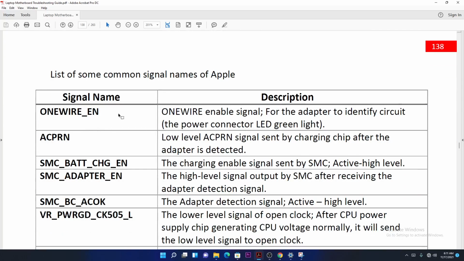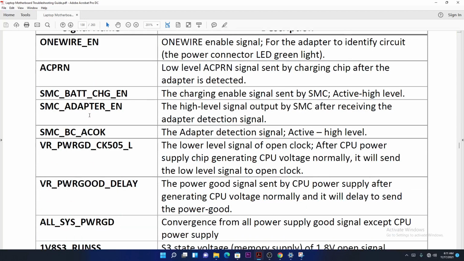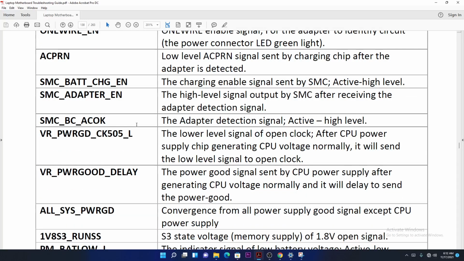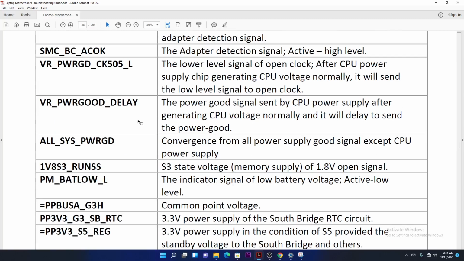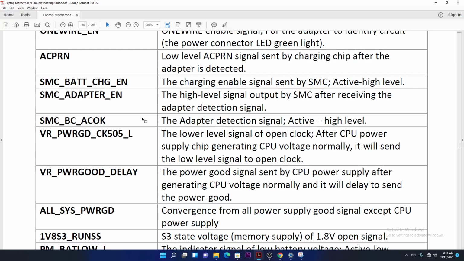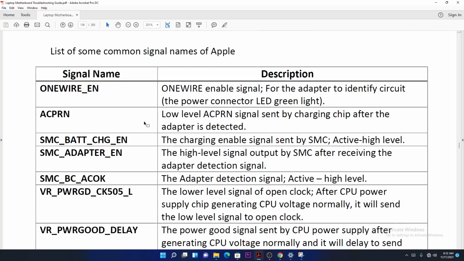Okay, one wire enable. This is for Apple, SMC. Okay, SMC PC. Okay, this is for MacBook. But anyway, it's fine. We can go through it as well. One wire enable. This is to enable what? The one wire to give you the green light on the... oh, you know what? Let's just do another lesson for a MacBook. Wait, should I do another one or should I continue with this one? No, let's do another one.